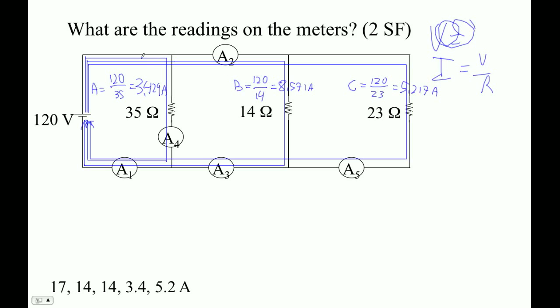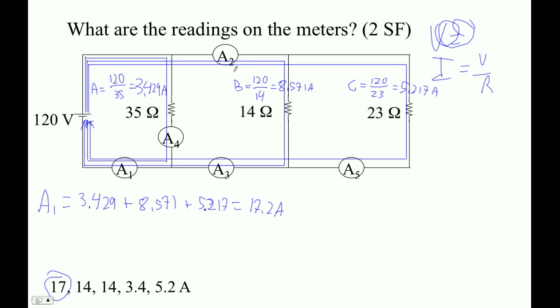Okay, now let's look at what meters read what. A1 is going to read all of these: 3.429 plus 8.571 plus 5.217. That's because all three of those currents go through A1. They have to get back to the battery. So that's going to be A plus B plus C, 17.2 amps. So that's that answer right there.